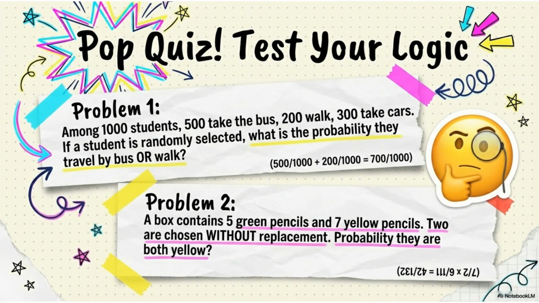Let's test your logic with a quick quiz. First, find the probability of a student traveling by bus or walking. Second, determine the probability of drawing 2 yellow pencils without replacement.